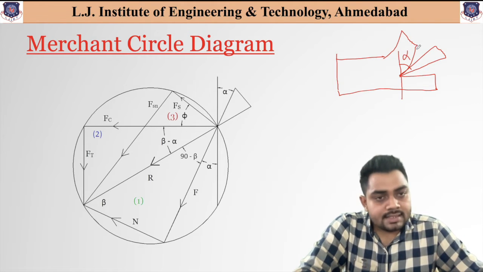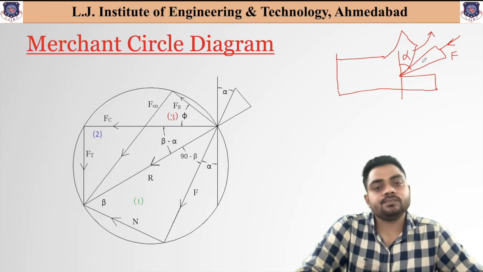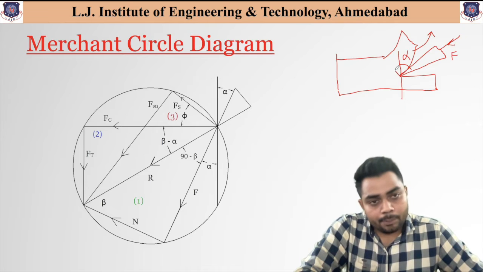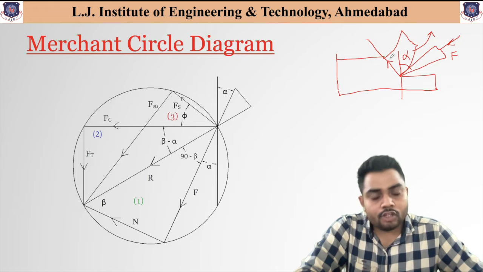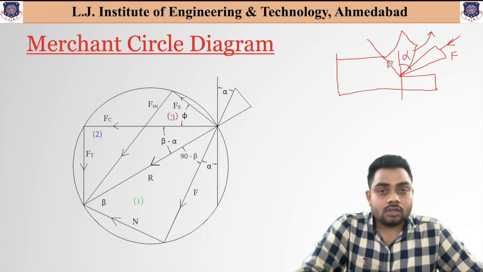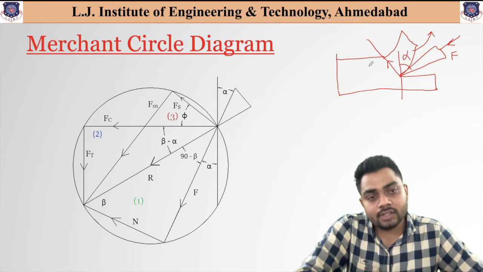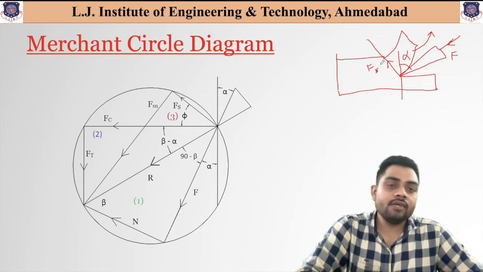Now we know that as this chip is moving in the upward direction, the frictional force will act in the opposite direction, that is F. Similarly, perpendicular to this, at an angle of approximately 45 degrees, the shearing plane is cut off, or the shearing action helps to remove the chip or the material from the workpiece, and the force acting in this direction is indicated as the shearing force that we have understood.